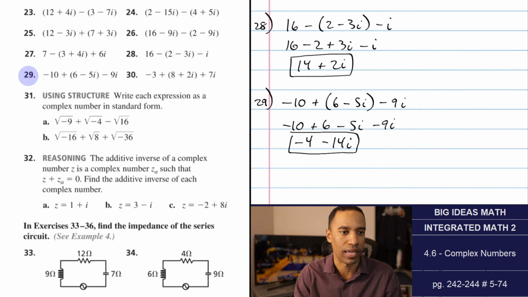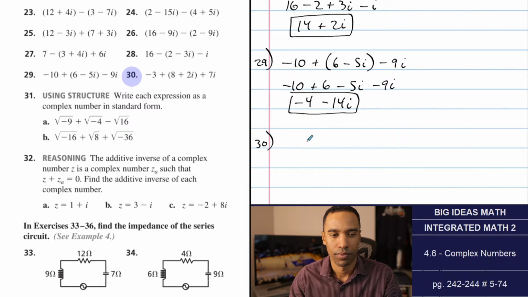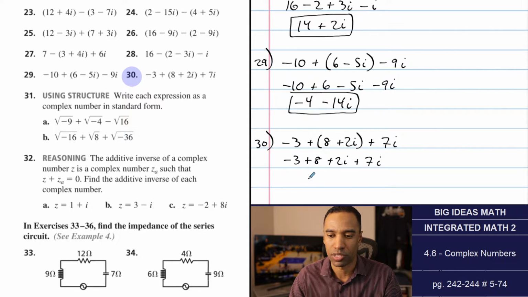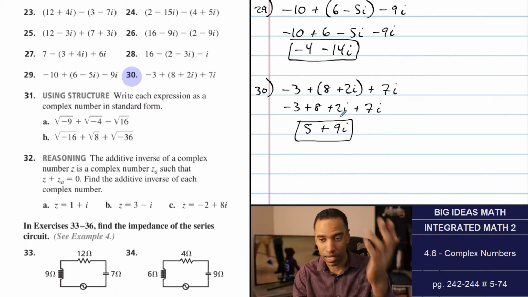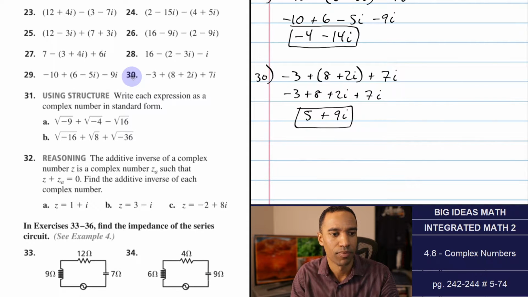And number 30 we have negative 3 plus 8 plus 2i plus 7i. Again, rewrite it as it is. 8 plus 2i plus 7i, and negative 3 plus 8 is 5. 2i plus 7i is 9i. So very straightforward, guys. You combine like terms, distribute negatives, all that jazz. Just standard form has the i term last for a complex number.